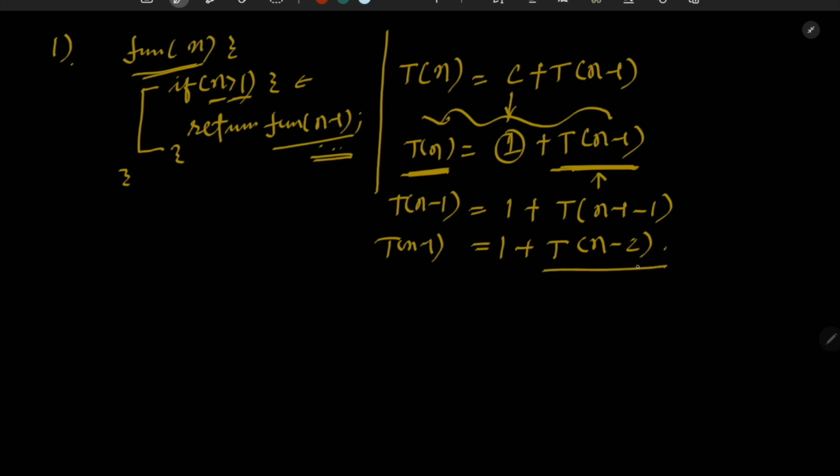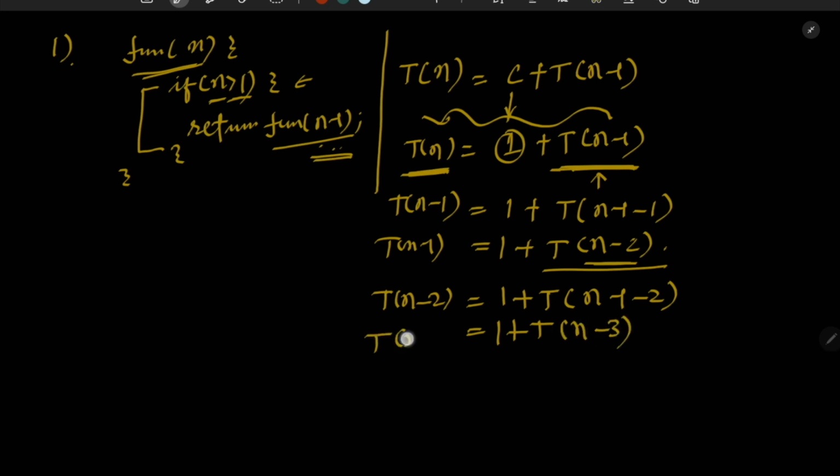Now that we have T(n minus 2), we want to find the value of T(n minus 2) as well. So we follow the same thing. We substitute this value in this one. So 1 plus, and eventually we will get T(n minus 3). So T(n minus 2) is 1 plus T(n minus 3).